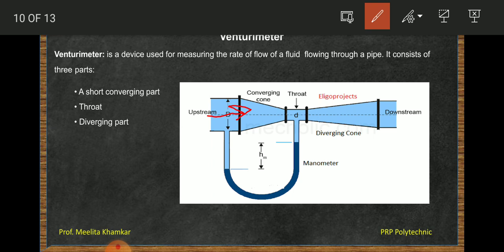Then the pressure in the manometer is measured, and using the formula we can calculate the flow.